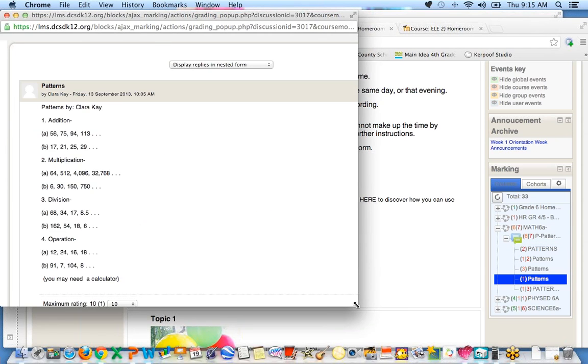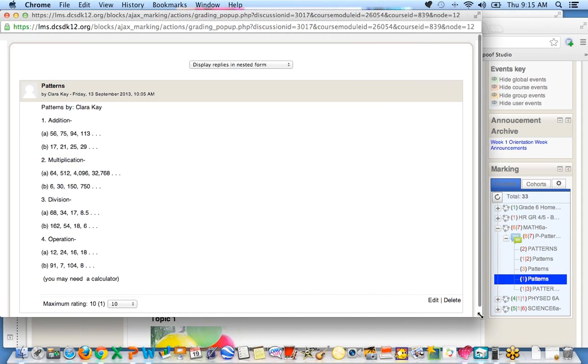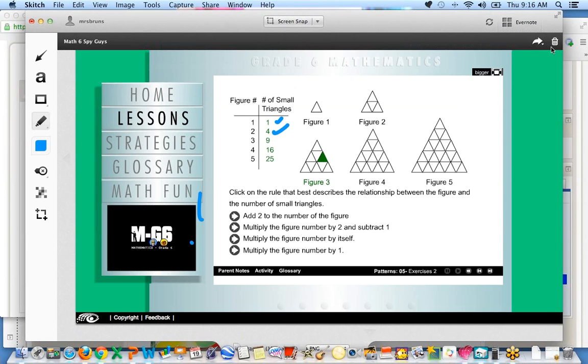Oh, all right, so here we go. Here's some of the patterns that Clara came up with. Let's just start with this top one. So these are addition patterns. Let's look at pattern A. So we're going from 56 to 75 to 94 to 113. I'm going to give you guys a couple minutes to figure out what addition pattern Clara was coming up with.